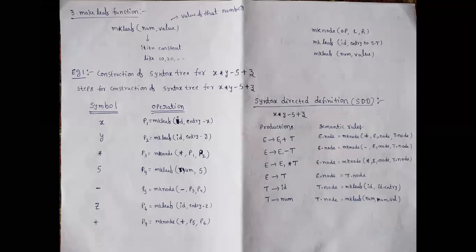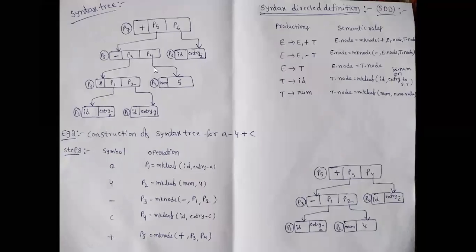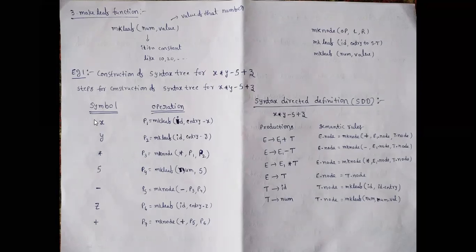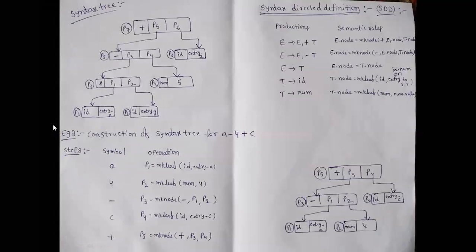So what is the construction of the syntax tree here? Here is the syntax tree. What is the production one? P1 is mkleaf of id comma entry. How many arguments here? Two arguments, id comma entry of x. So in a node we are having two fields. So in P1, id comma entry x. Second, P2, id comma entry y.